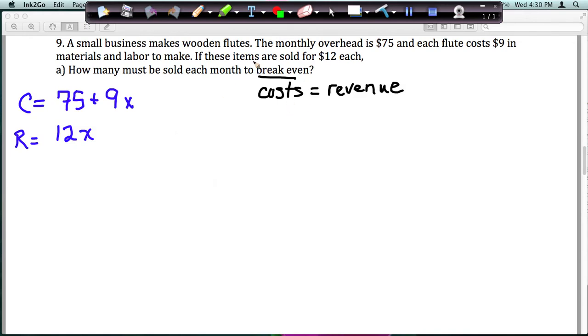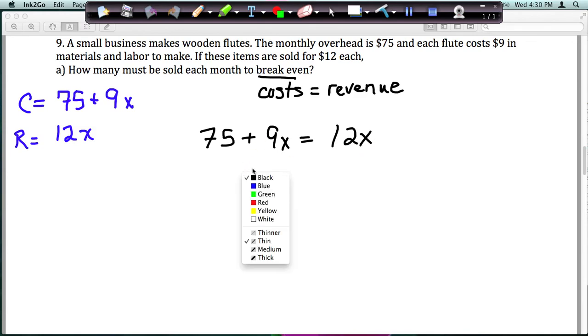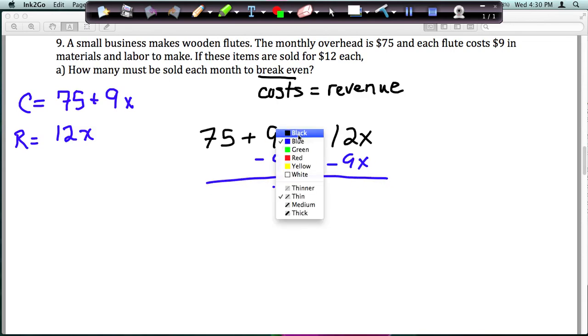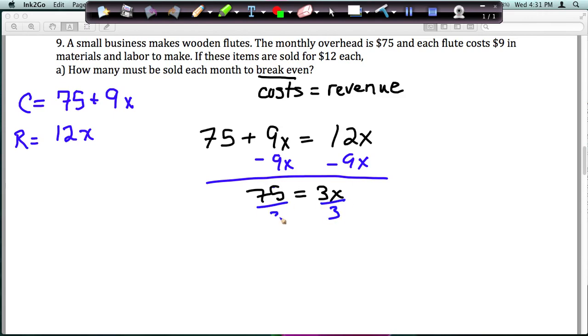And then I want to know when I'm going to break even, which means I have to set my cost equal to my revenue, and then solve. So I need to combine my x terms, so I'm going to subtract 9x from both sides of the equal sign. I'm going to get 75 equals 3x. To get x by itself, divide both sides by 3, and I get x equals 25.